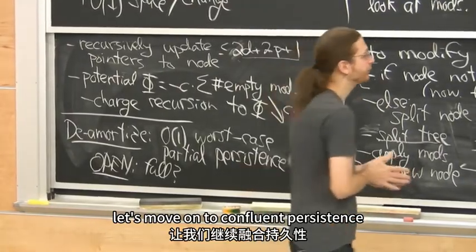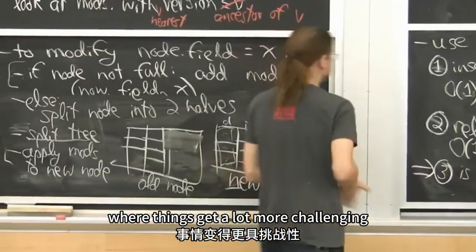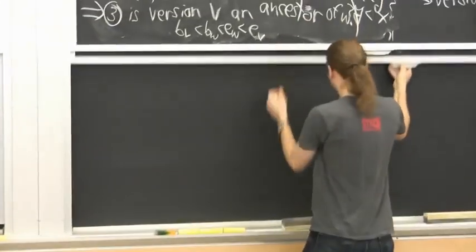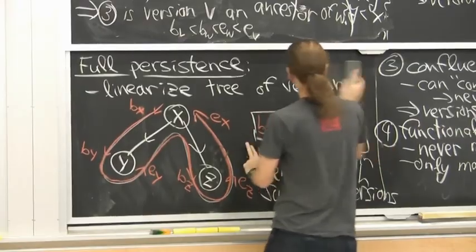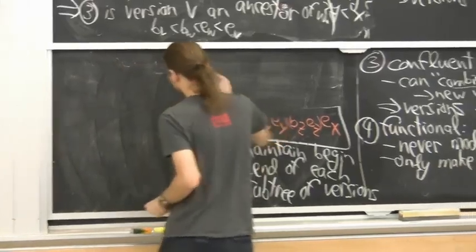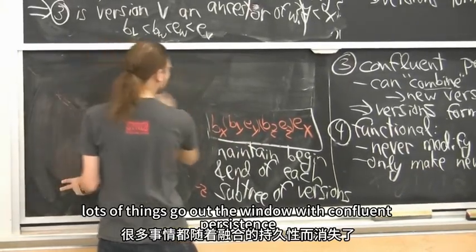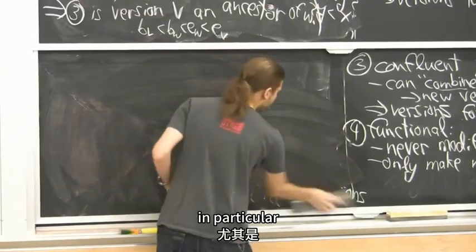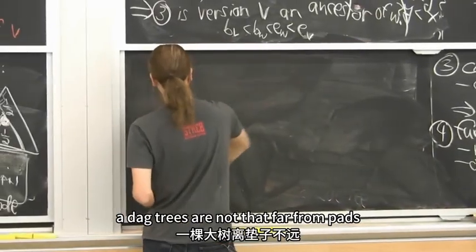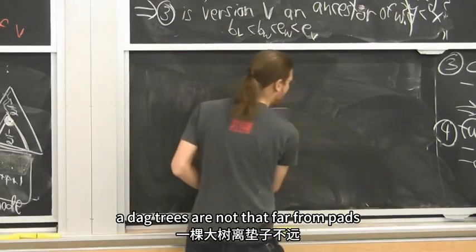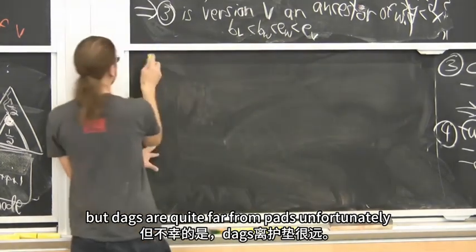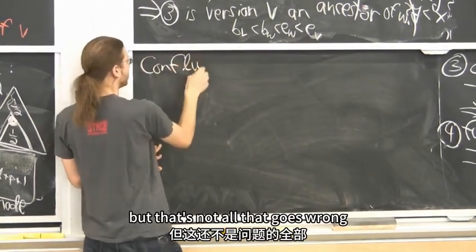Let's move on to confluent persistence, where things get a lot more challenging. Lots of things go out the window with confluent persistence. In particular, your versions are now a DAG. It's a lot harder to linearize a DAG. Trees are not that far from paths, but DAGs are quite far from paths, unfortunately. But that's not all that goes wrong.